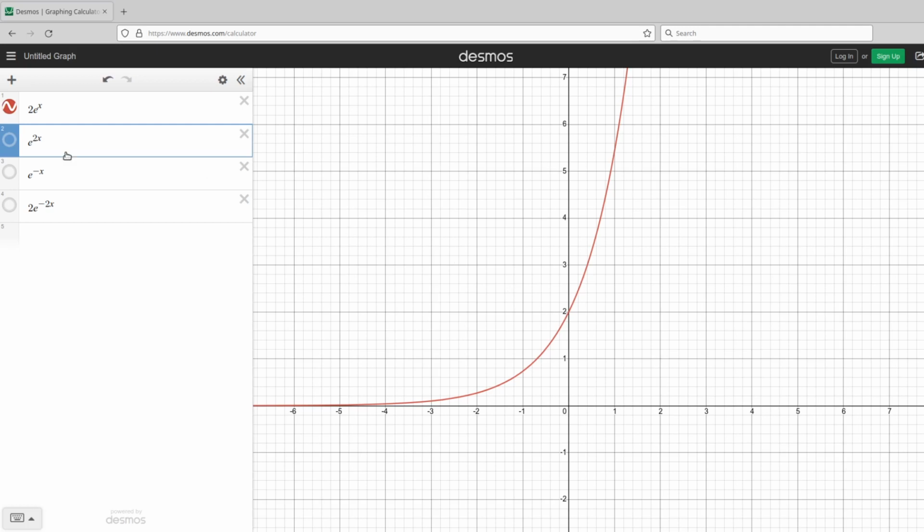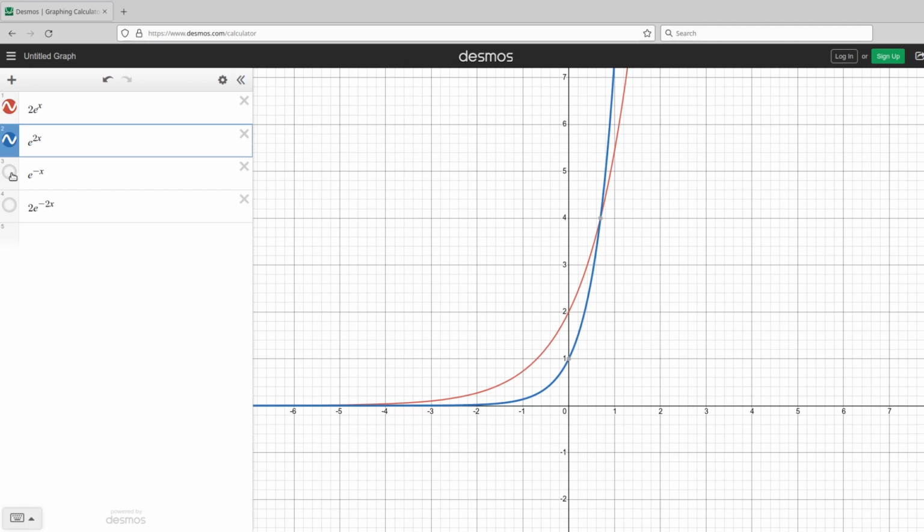Now let's take a look at e to the 2x. In this case, r would be equal to 2. And we see we also have growth. Our y-intercept is 1. And as you go to the right, this is steeper. So this grows faster. In fact, the larger that r is, the faster you'll see growth.